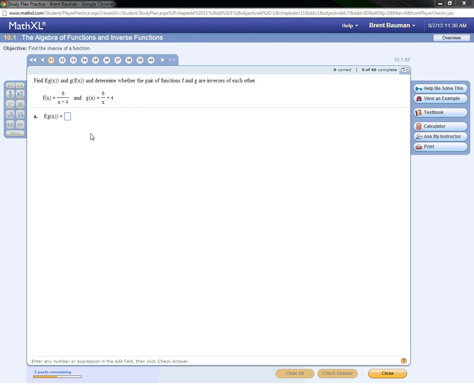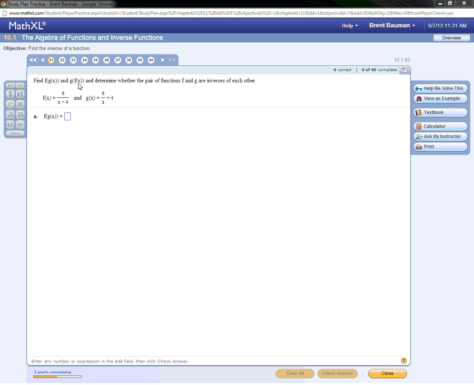The way we're going to determine whether this pair of functions are inverses of each other is we're going to use f of g of x, which means I'm going to take the g of x function, 6 over x plus 4, and plug it into the f of x function. Then I'm going to do g of f of x, which is just the opposite. I'm going to take this 6 over x minus 4, plug it into my g function for x, and simplify it.